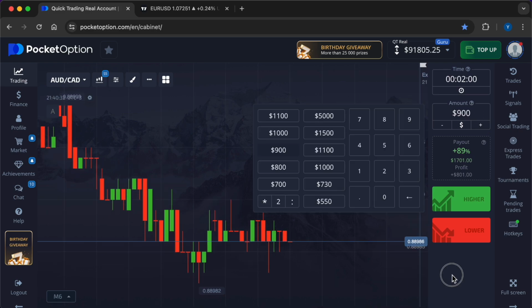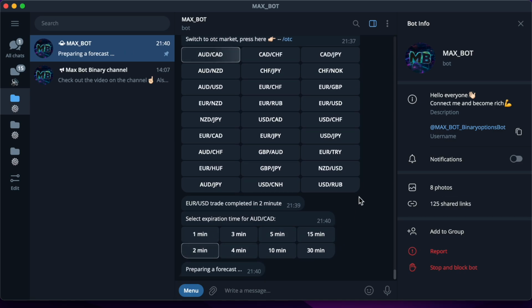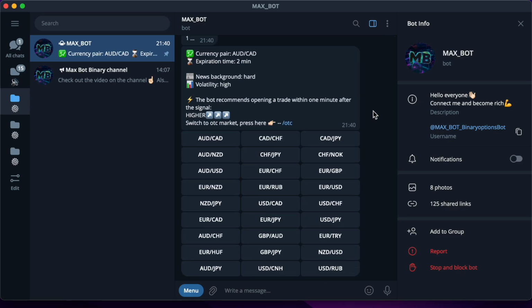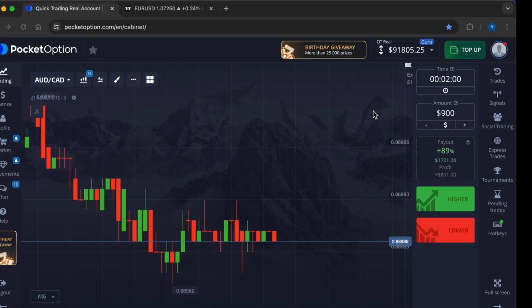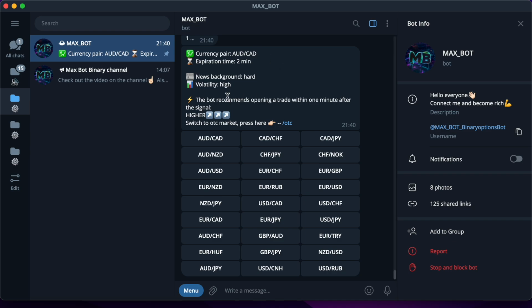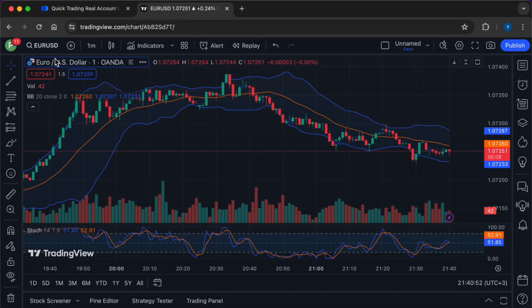I will now make a trade with the Australian dollar, Canadian dollar currency pair. The amount of market entry is $900. I get a lightning signal from the neural network. Higher side. I press the green button on the broker's website. Volatility is up now. The news has a significant impact on the currency pair.